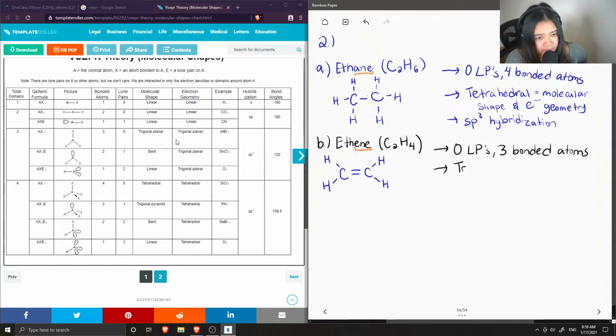So I'm just going to write trigonal planar, and I'll just put in brackets for both molecular shape and electron geometry. And this time we have sp2 hybridization.